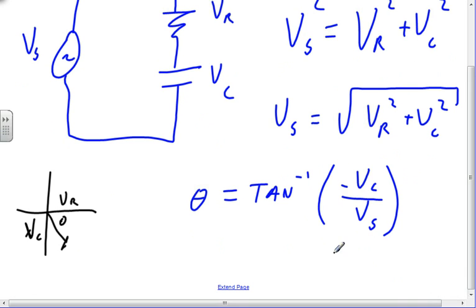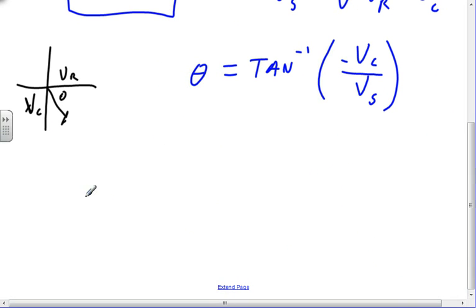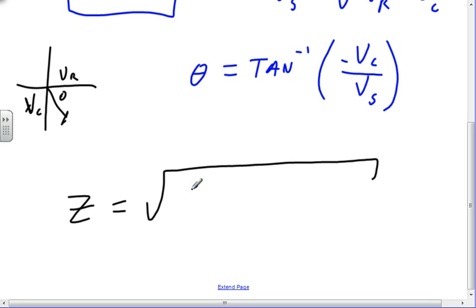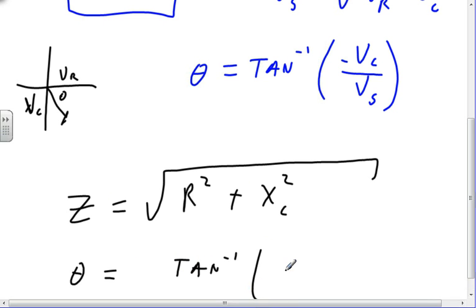Series impedance. So I have the same circuit in series. I want to find the impedance. That's going to be the square root of R squared plus X sub C squared. I have to find the capacitive reactance to get it. If I want to find the phase angle of the impedance, I have to take the arctangent of minus X sub C divided by R.